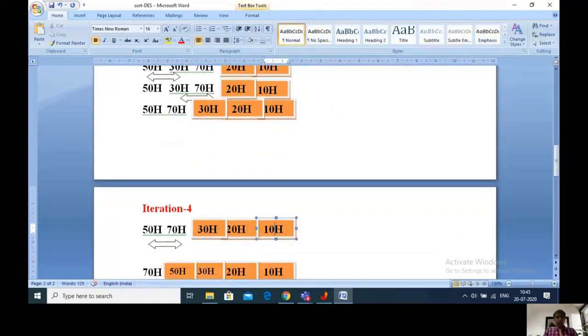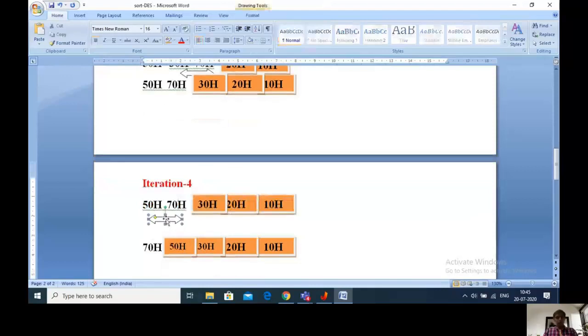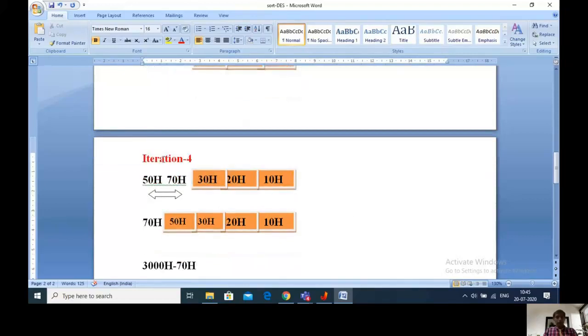What is the first step? Compare 50 with 70, first byte with second byte. Whenever the first byte is greater than or equal to the second byte, no need of exchanging. But here the first byte is less than the second byte, so I need to exchange. Then 70 comes to the first byte and 50 comes to the second byte. At the end of the first comparison itself, we get the fourth least number. Then this one becomes the fifth least number. So for the fourth iteration, only one comparison is enough.